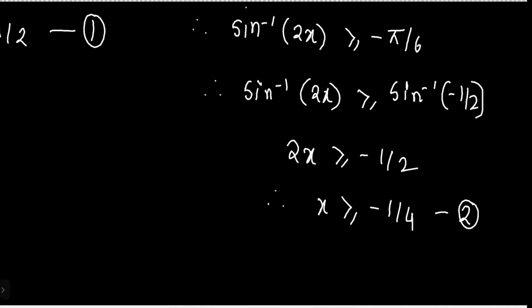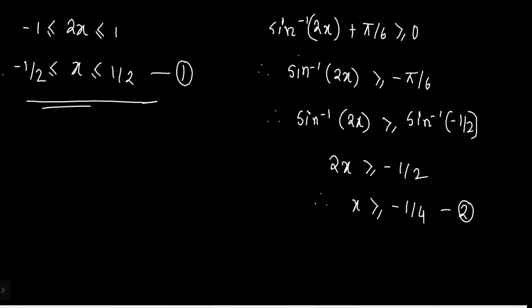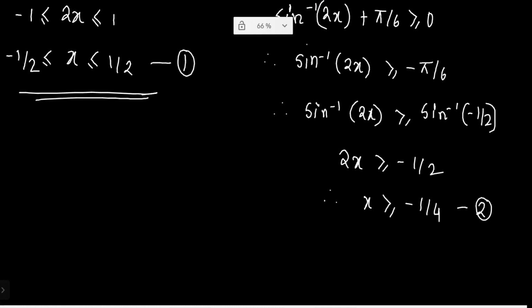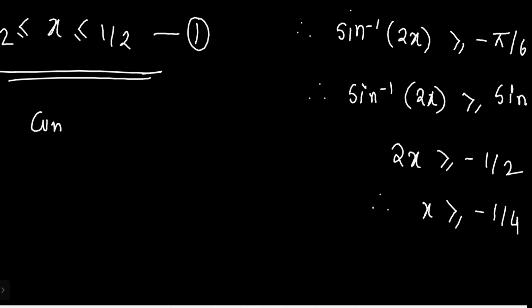This is 2. Now see, we have got that x is varying from minus half to half, and here we have got x is greater than or equal to minus 1 by 4. So from combining 1 and 2, what can we write?